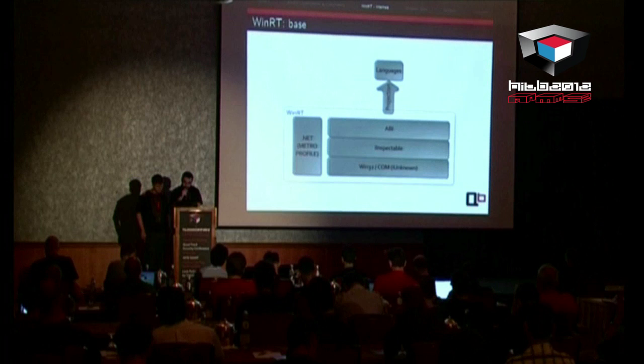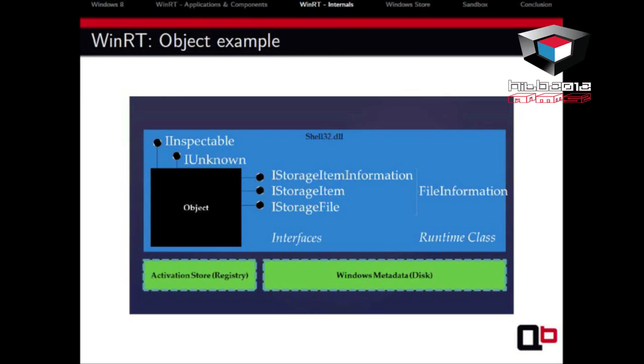So this is what a WinRT object looks like. The object is inheriting from IUnknown and IInspectable. It implements 3 interfaces, and its runtime class, its file information. So we'll take another, simpler example.